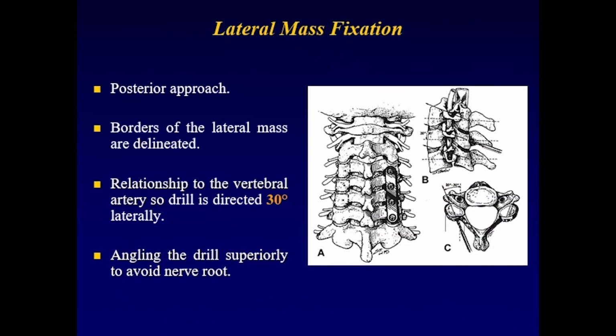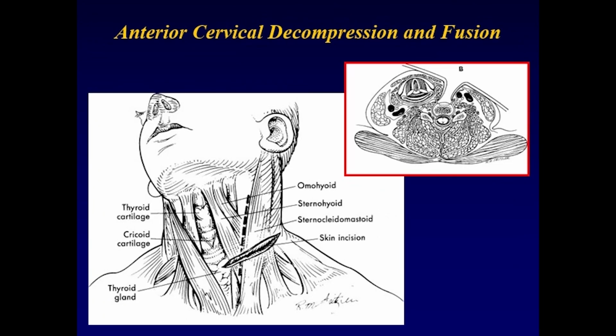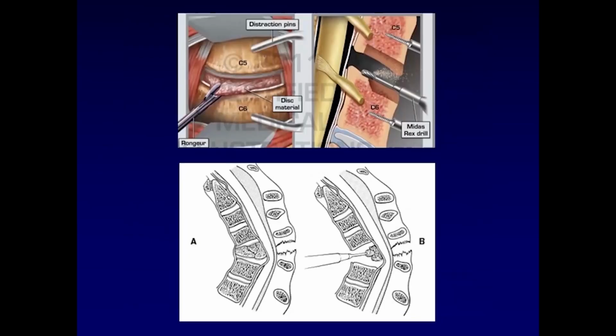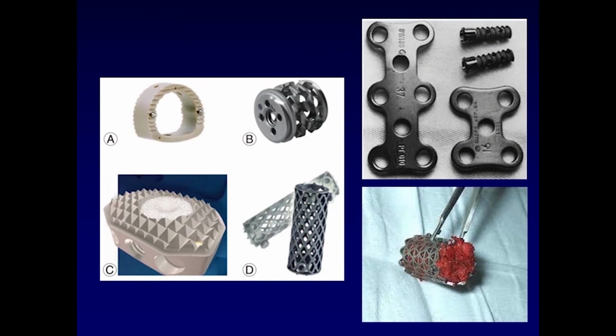Anterior cervical decompression is very useful in facet dislocations and in burst fractures. You take out the disc or perform a corpectomy and then reconstruct the spine, whether by PEEK cages, expandable cages, or titanium mesh cages, and fix them by a plate.